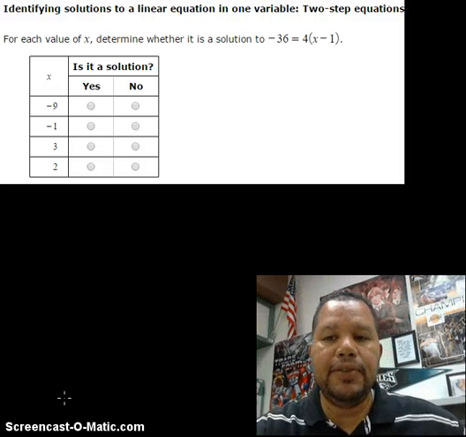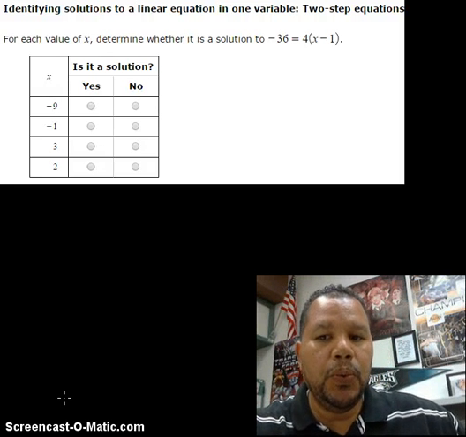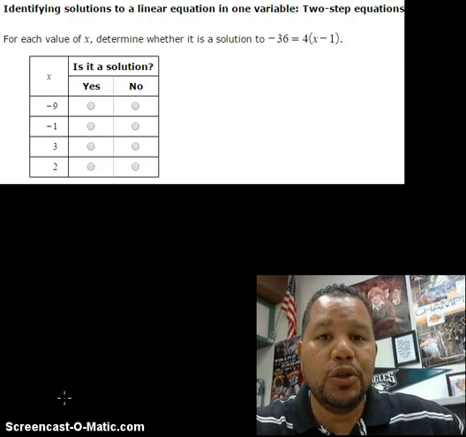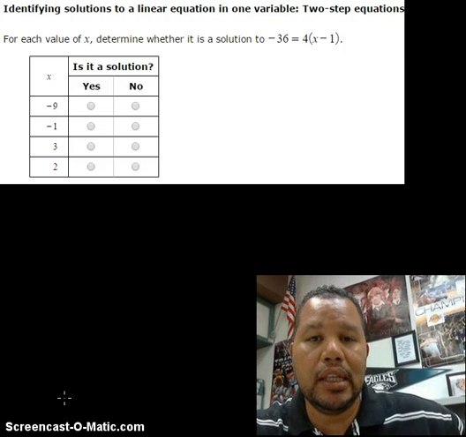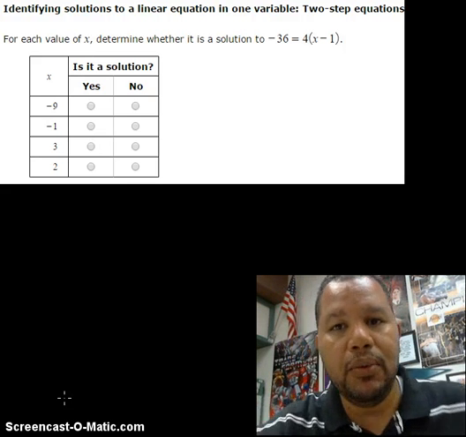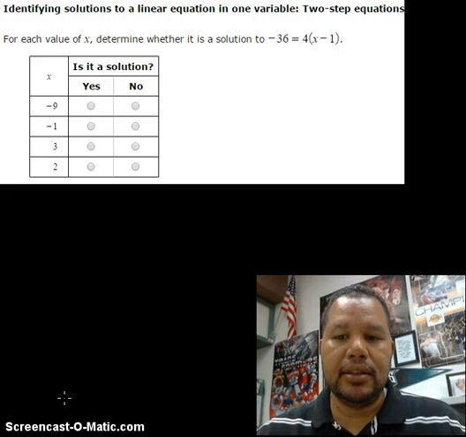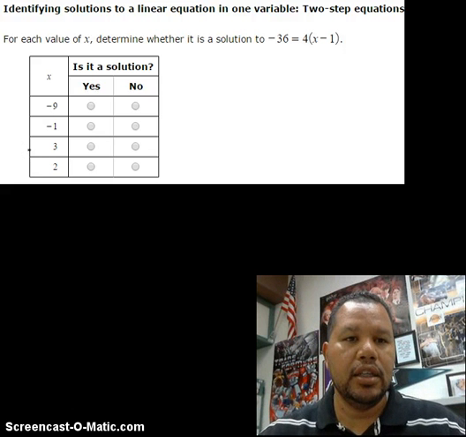Okay, so in this video, I'm going to show you how to identify solutions to a two-step equation. And this is what it looks like if you're dealing with it in ALEKS. This is how they ask the question. It looks in this form over here. So this is what we're going to deal with.